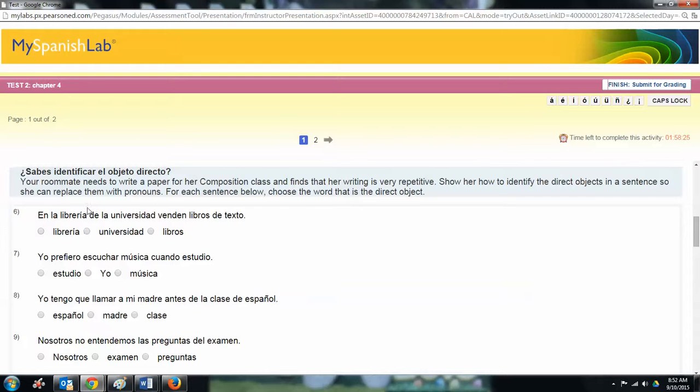Here you're just identifying the direct object. You just read the sentence and decide which of the nouns in the sentence happens to be the direct object, and you just pick it here.